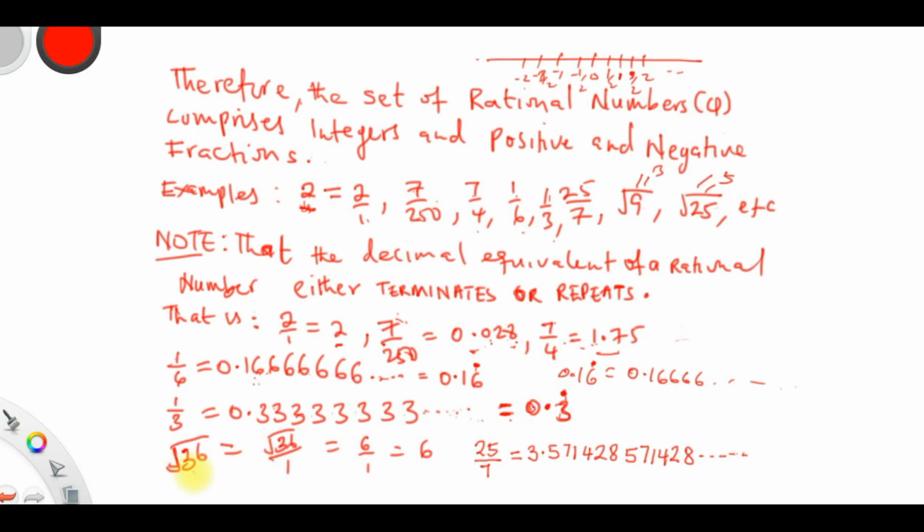The same with the square root of 36. The square root of 36 over 1 is equal to 6 over 1, which is equal to 6. It's also a rational number.